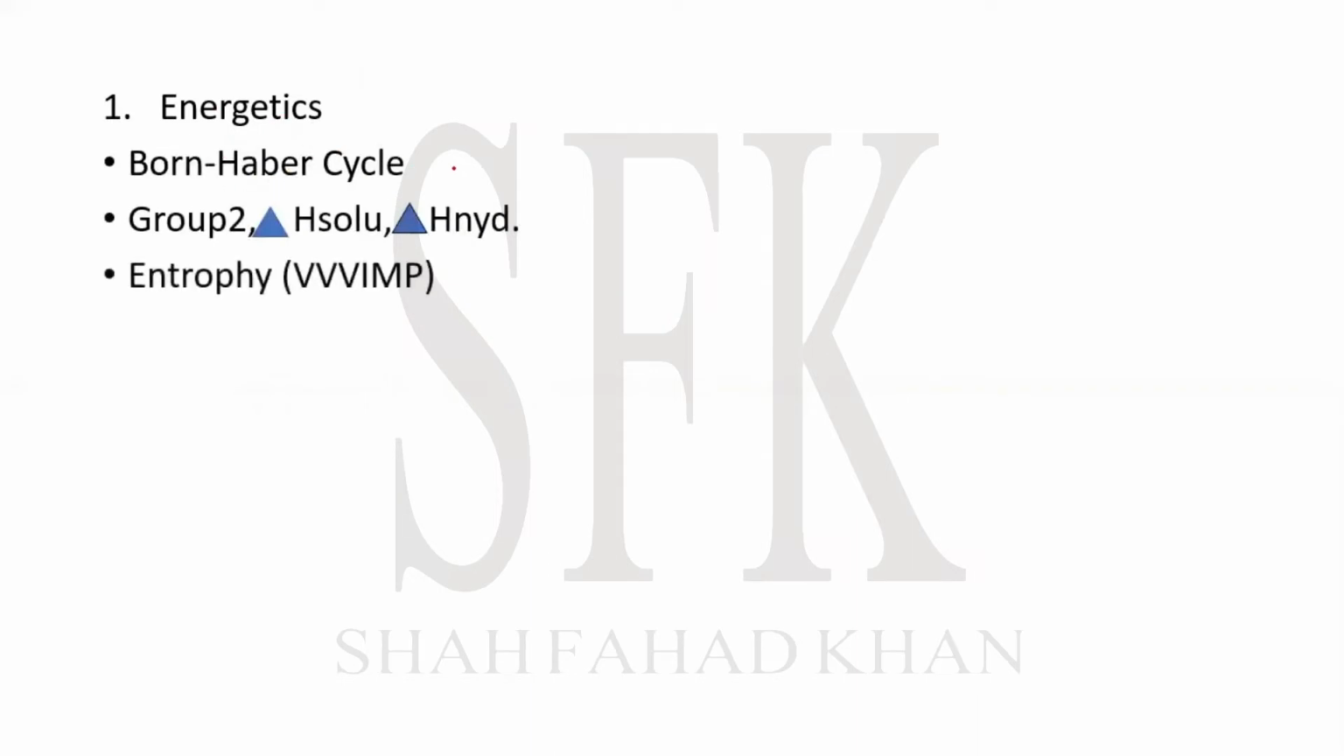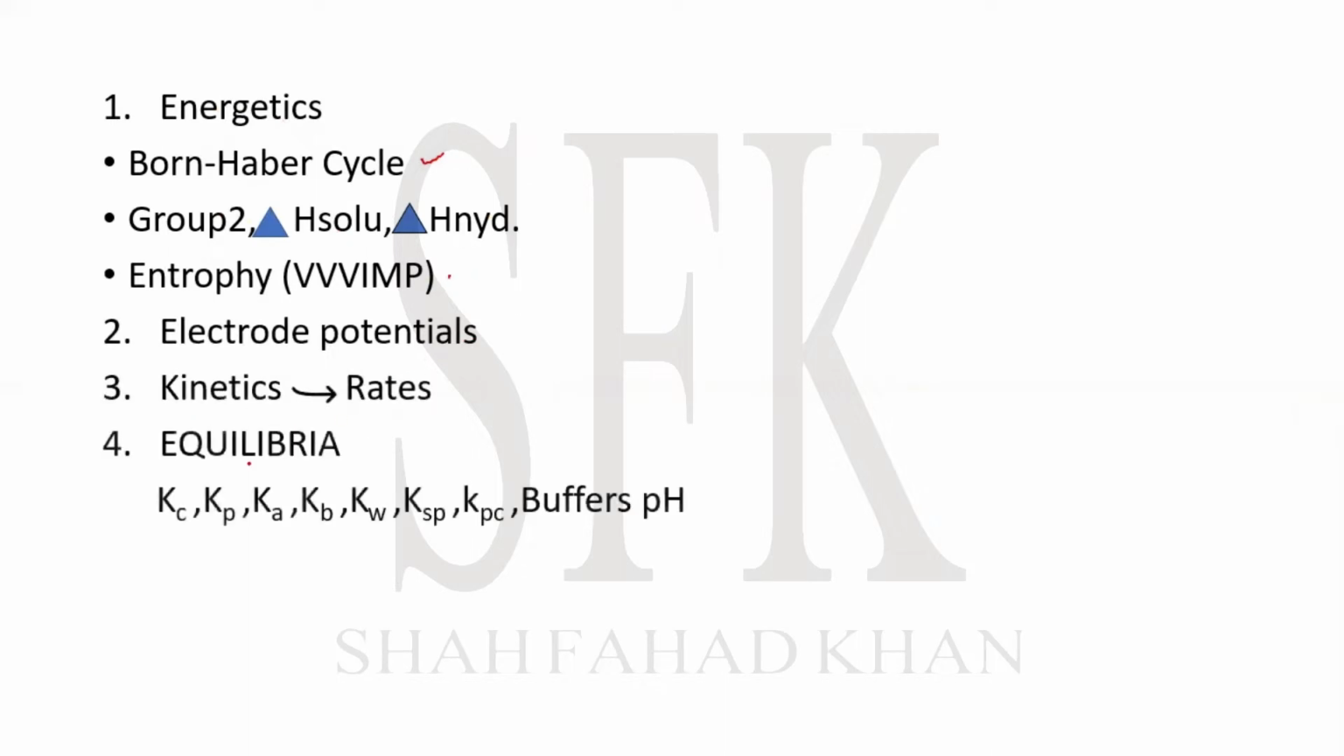Right, let's move on to the syllabus outline. We have energetics. In energetics, we are going to do the Born-Haber cycle, group 2 chemistry, entropy, electrode potentials, kinetics, and equilibria, with all these constants: Kc, Kp, which you've already done in AS. Ka is the equilibrium constant of acids, Kb of bases, Kw of water, Ksp and Kpc are also equilibrium constants. Buffers, pH calculation and all this stuff will be covered in great detail in this chapter, equilibria.